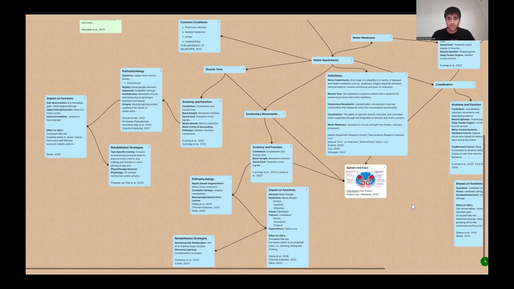Rehabilitation focuses on neuromuscular re-education, motor retraining, and sensory integration to promote smoother and more controlled movements. Discovery learning helps clients explore what works best for them, like using weighted utensils to manage tremors. In essence, involuntary movements reflect deeper neural disruption. Our goal is to help rewire these systems so clients can regain purposeful functional movements and improve quality of life. Next up, we have motor weakness.